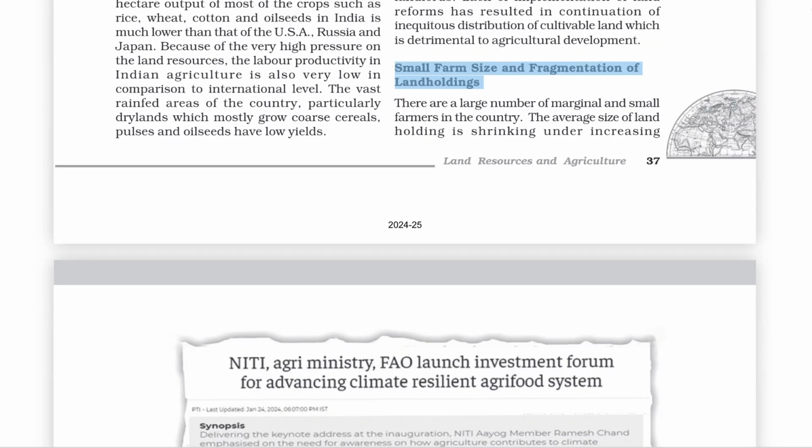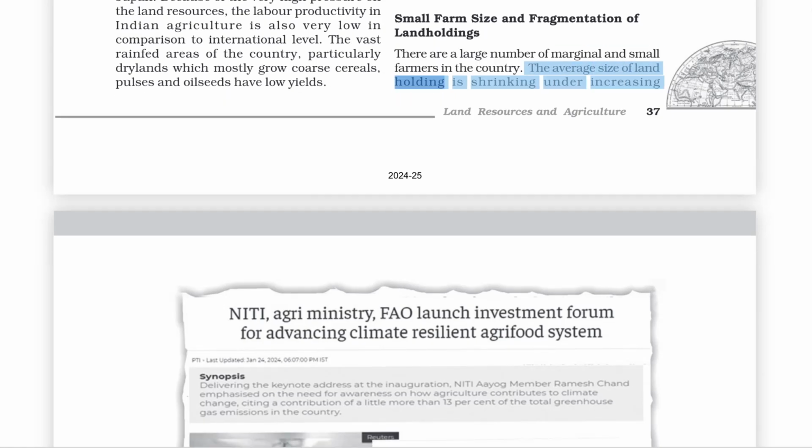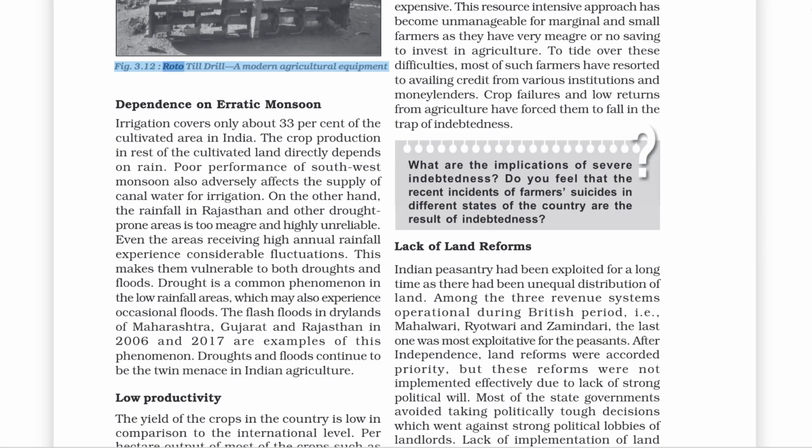agricultural development. Small farm size and fragmentation of land holdings. There are a large number of marginal and small farmers in the country. The average size of land holding is shrinking under increasing population pressure. Figure 3.12. Roto-till drill, modern agricultural equipment.